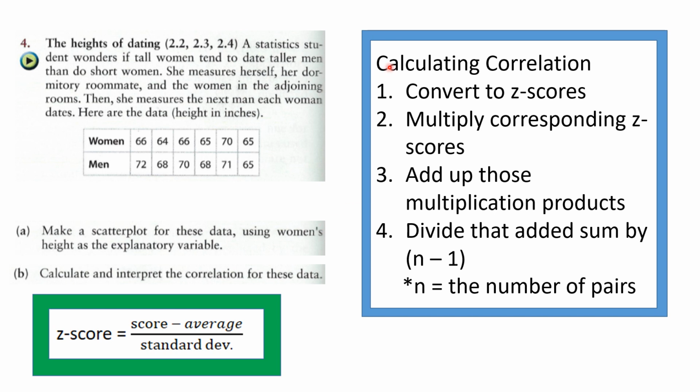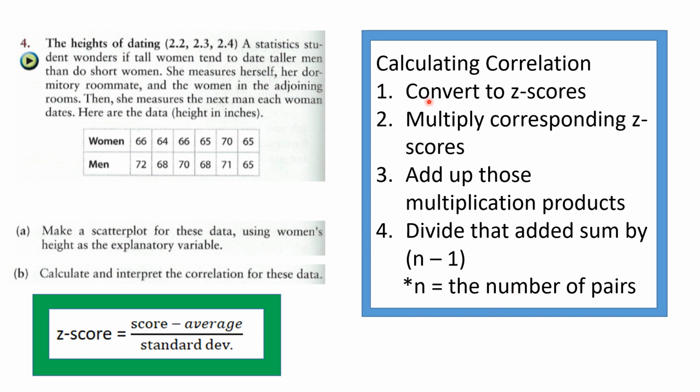All right, so when we're calculating correlation, we first have to take these scores and convert them into z-scores. Once we have done that, we need to multiply the corresponding z-scores together. Once we've gotten those products, we then need to add them up. Then we divide that sum by n minus 1, where n is equal to the number of pairs, the number of couples in this case. All right, so I'll go through each of these steps.